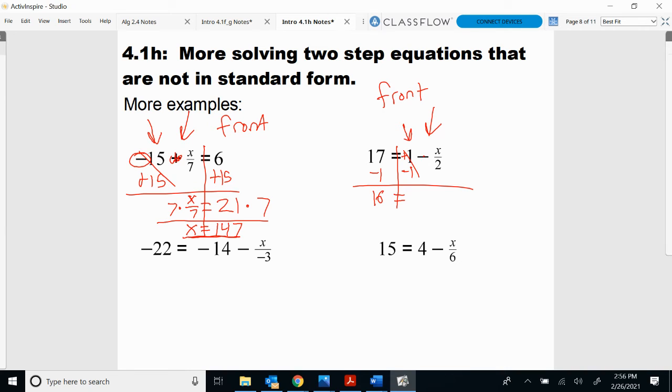Now take a look. I have minus x divided by 2. Just like we did yesterday, if you have that, get rid of that minus, put it right there with the 2, and bring that down. So we're going to bring down x divided by negative 2. Now we can get this thing solved. So we're going to do the opposite of dividing by negative 2. We're going to multiply by negative 2. Do the same thing over here.